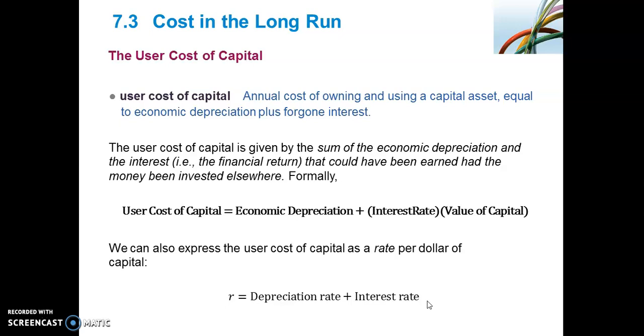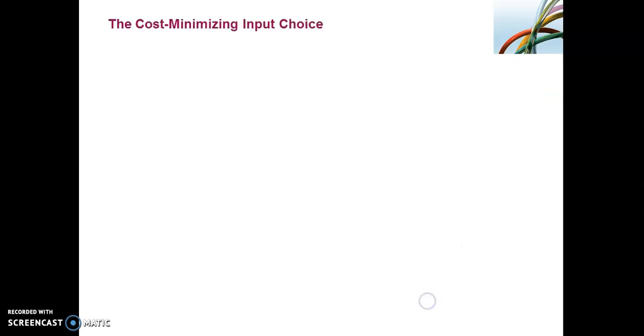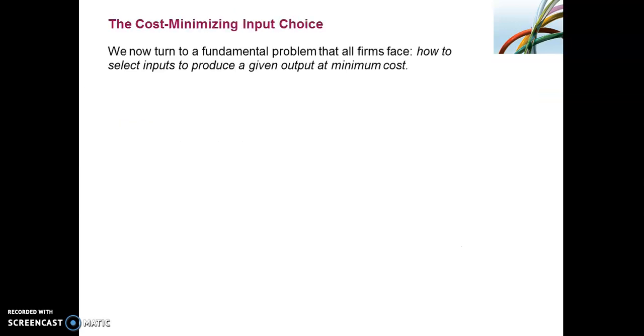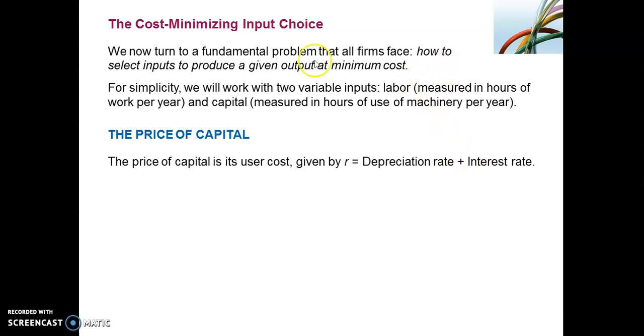So bearing this in mind, how would you then choose a combination of, say, labor and capital, ultimately to produce some given output, but you want to minimize your cost of production, and you need to factor in both the wages of the labor and the user cost of capital for that capital input. Now, this is a fundamental problem that a firm faces: how to select inputs to produce a given output, but at a minimum cost.